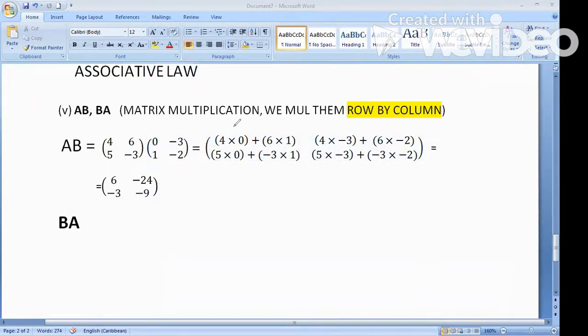So 4 times 0 is what? 0. Right. 6 ones is 6. What's 0 plus 6? 6. Right. What's 5 times 0? 0. Right. A positive and a negative is a negative. What's 3 ones? 3. What's 3 from 0? Negative 3. Okay. What's 4 times negative 3? Negative 12. Right.